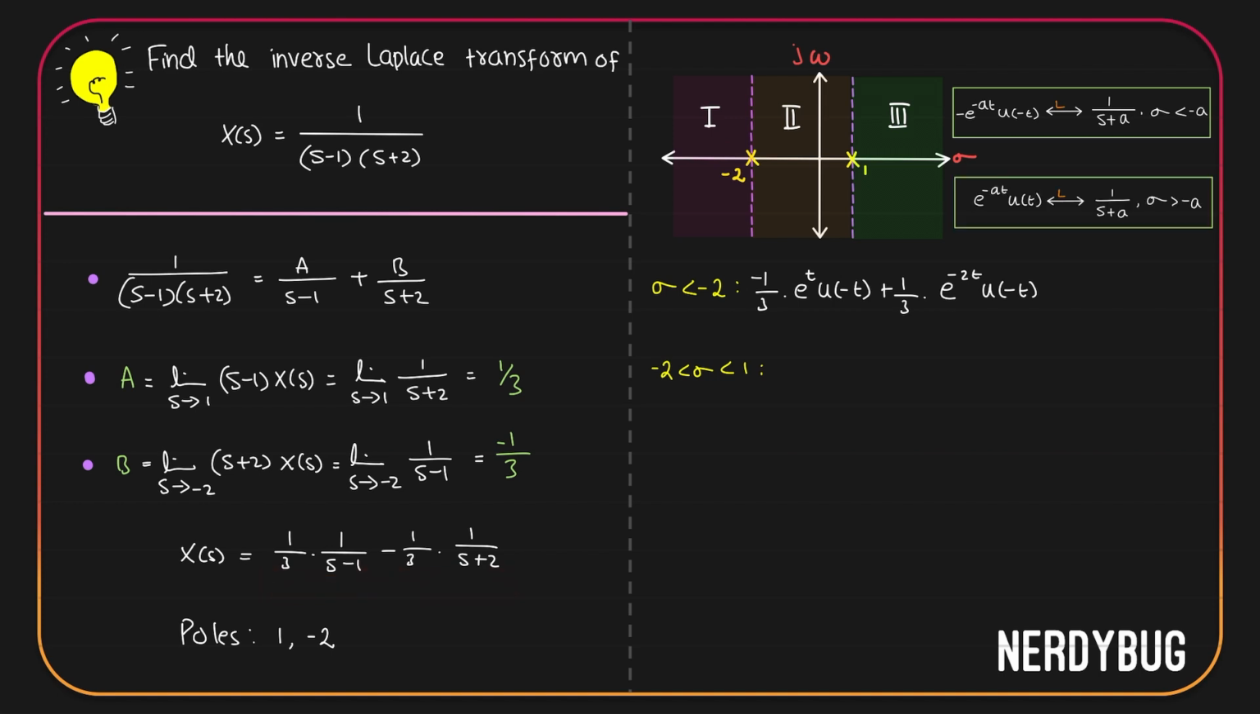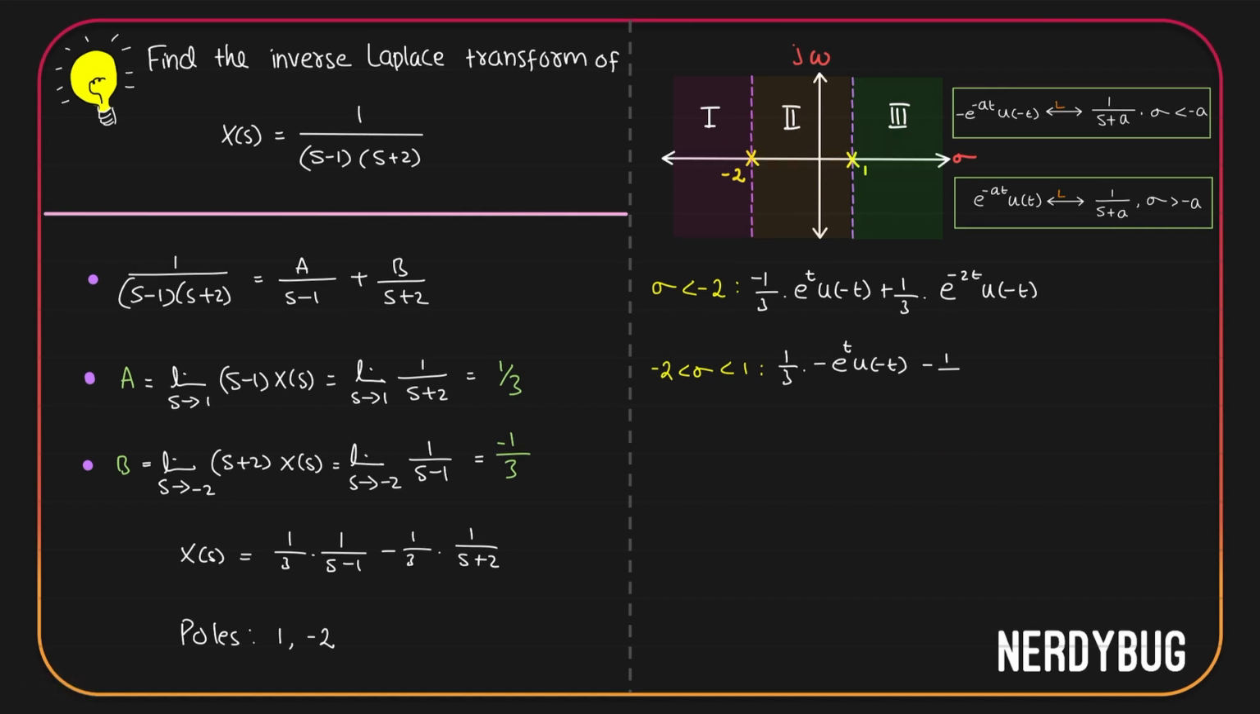The first part here is 1 by 3, 1 by s minus 1. We want it to be left-sided. So we'll compare it with the first expression. 1 by 3 multiplied by minus e raised to plus 1t u of minus t. We have already written that over here. This is the left-sided version of our first part.